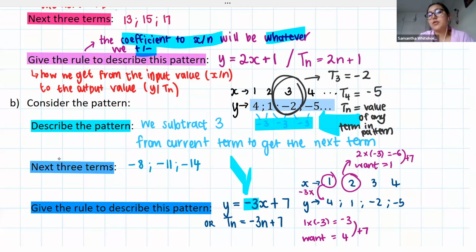Okay, because now that we've got a rule, we can technically find any term. Because now if I said, what would the 100th term in this pattern be? We know that X represents the position. So I could just substitute in 100 there, and I could find out what the 100th term in the number pattern would be. So Tn is basically just a term, or any term, in our number pattern.